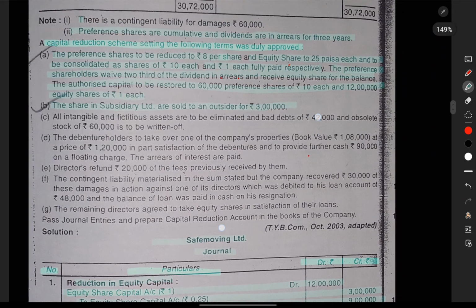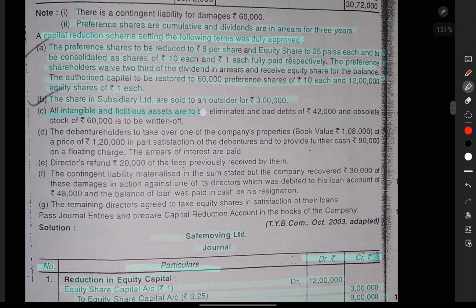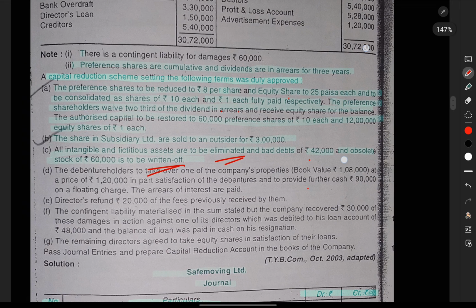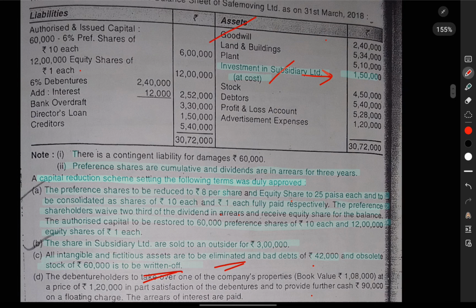Next adjustment. All intangible and fictitious assets are to be eliminated, and bad debts 40,000 and obsolete stock rupees 6,000 to be written off. In this adjustment, all the assets are going to be written off and eliminated. So our intangible asset is goodwill. Then we have fictitious assets, profit and loss account, and advertisement expenses.